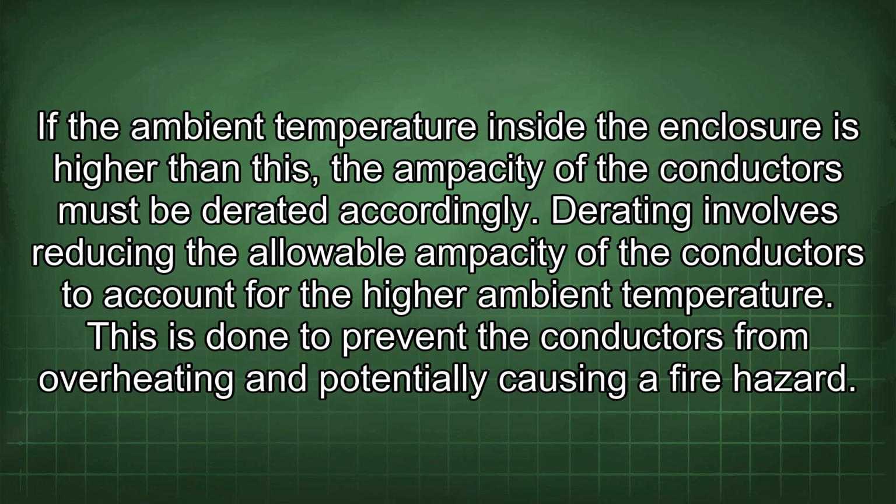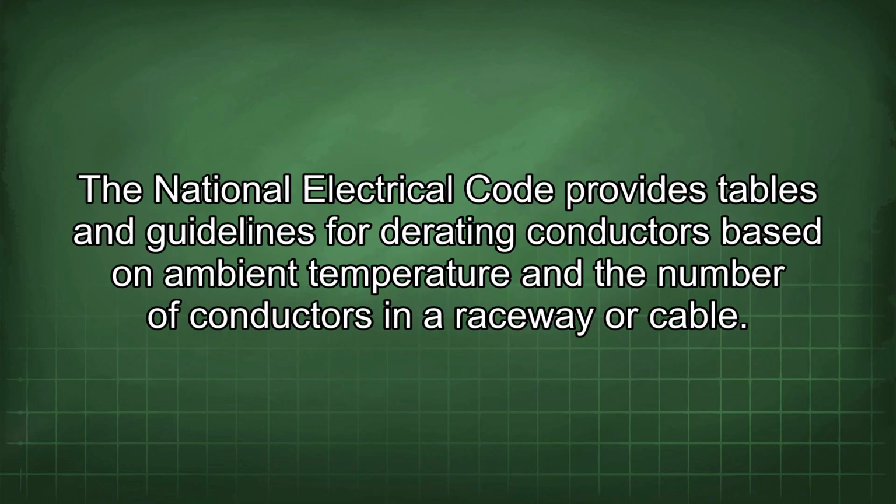If the ambient temperature inside the enclosure is higher than this, the ampacity of the conductors must be derated accordingly. Derating involves reducing the allowable ampacity of the conductors to account for the higher ambient temperature. This is done to prevent the conductors from overheating and potentially causing a fire hazard. The National Electrical Code provides tables and guidelines for derating conductors based on ambient temperature and the number of conductors in a raceway or cable.